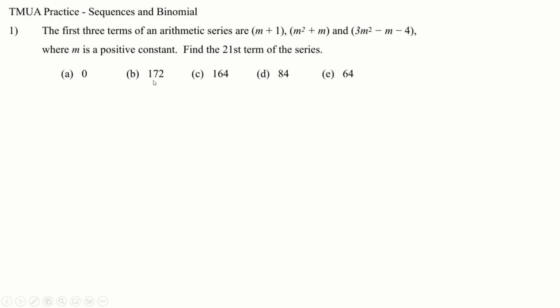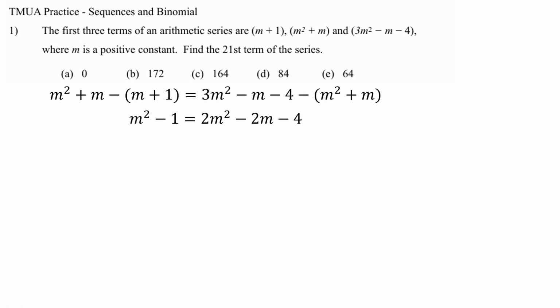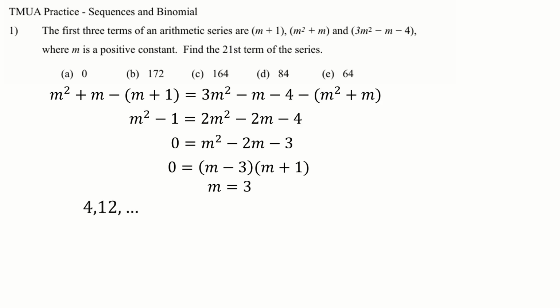The first question then says we've got an arithmetic sequence with terms these. Of course, arithmetic means the difference between each term is the same. So this minus this must be the same as this minus that. We can just write that as a formula there. And then we can, of course, sort this all out, move it all onto one side, factorize. And we'll end up with m is 3 or m is minus 1. Now, of course, m can't be minus 1 because it says m is a positive constant.